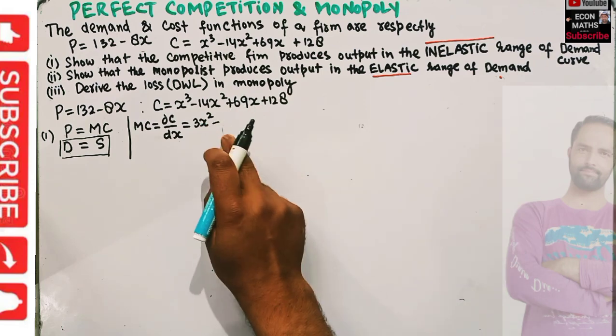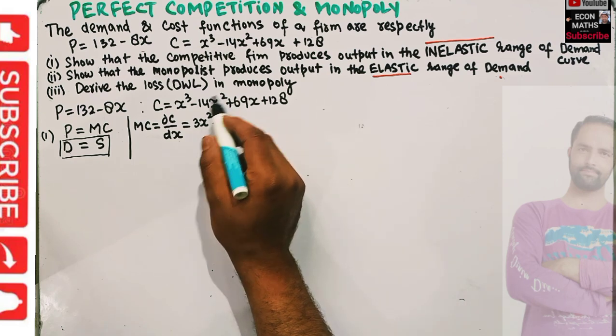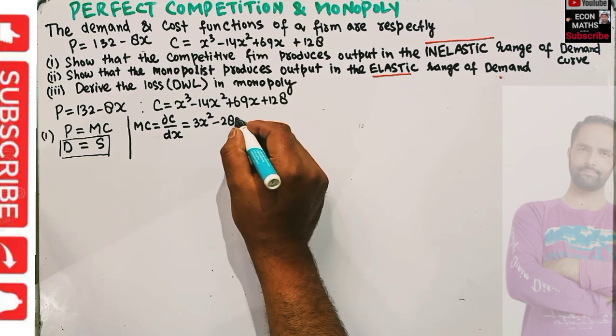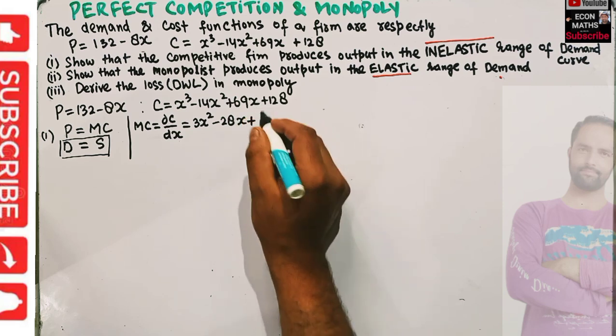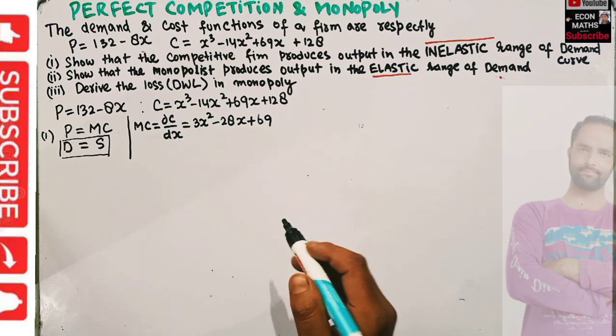I will not go into further detail, otherwise the question will get very long. So 2 14s are 28x, plus the derivative of x is 1, so we are left with 69, and the derivative of a constant is 0. So this is our marginal cost: 3x square minus 28x plus 69.